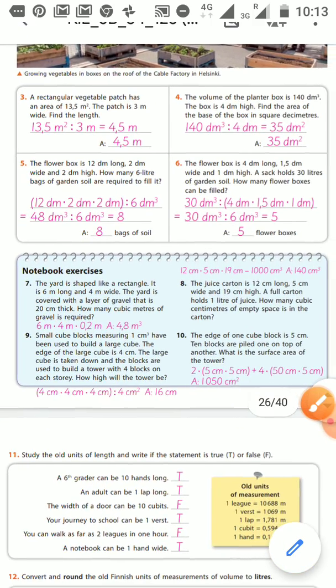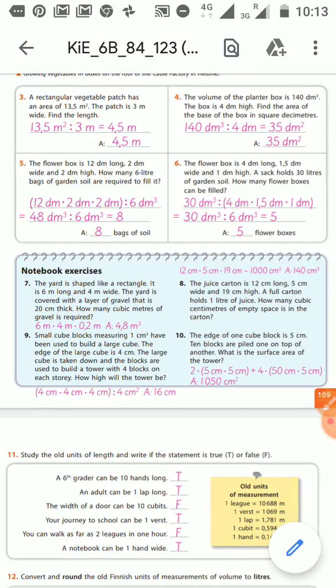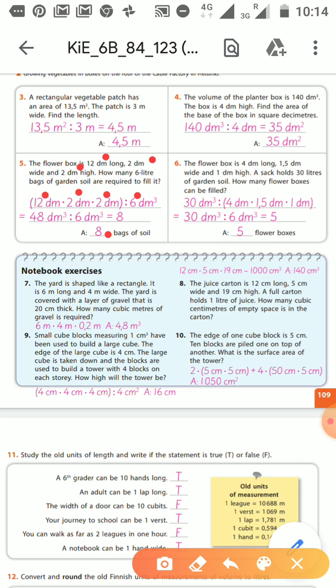Now this one, flower box. This time you've been given 3 of the measurements here: 12 times 2 times 2. So you work that out first. 12 times 2 is 24, and then times that by 2 is 48. How many 6-litre bags can you fit in 48? So you do 48 divided by 6, and that is 8.